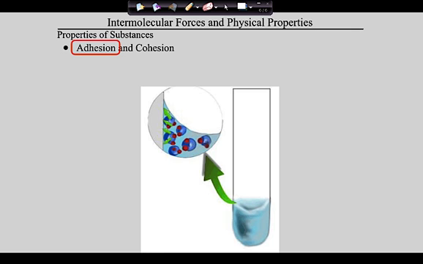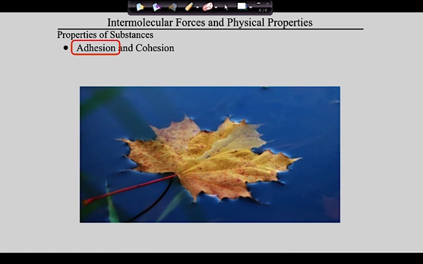So guys, now let's talk about cohesion. What is cohesion? The same substance being attracted to itself. And guys, here's an example. Isn't that peaceful? It's a leaf. But where is the leaf? It's on the water. But guys, it's on the top of the water. But guess what? It's not floating.